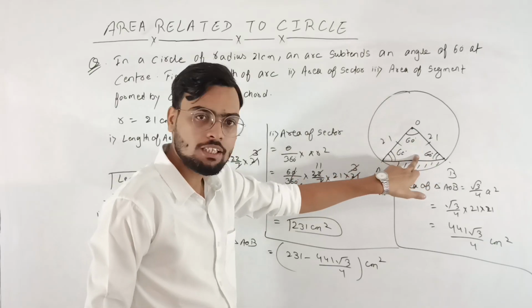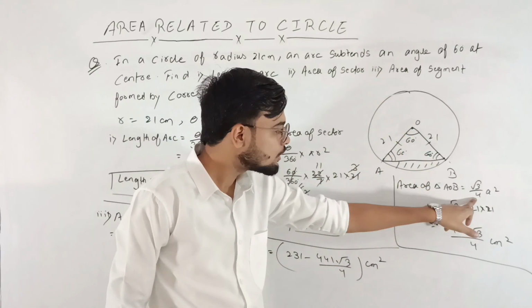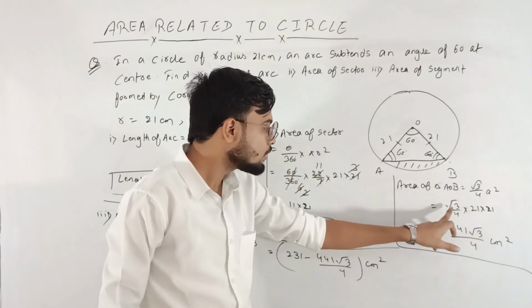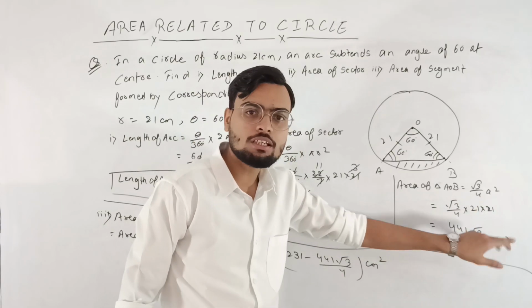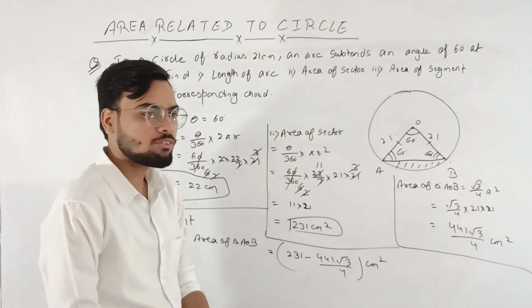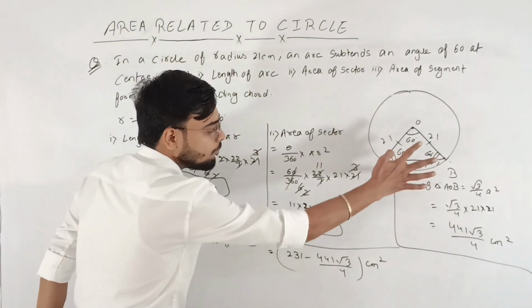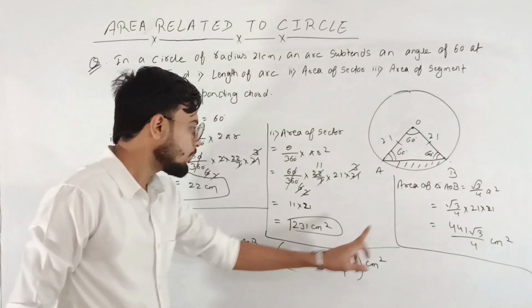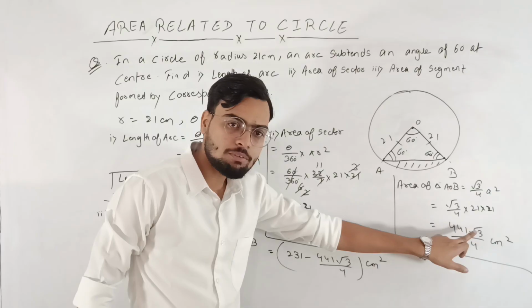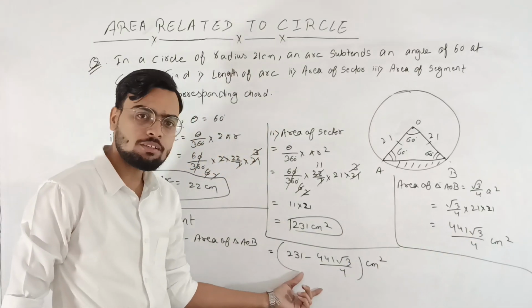So now all angles are 60 degrees, so triangle AOB is an equilateral triangle. Area of an equilateral triangle is root 3 by 4 A square. I put the values and get area 441 root 3 upon 4 centimeter square. Now I have the area of the triangle. So area of segment is area of sector minus area of triangle AOB. Area of sector is 231 and area of triangle is 441 root 3 upon 4. This is the area of the segment.